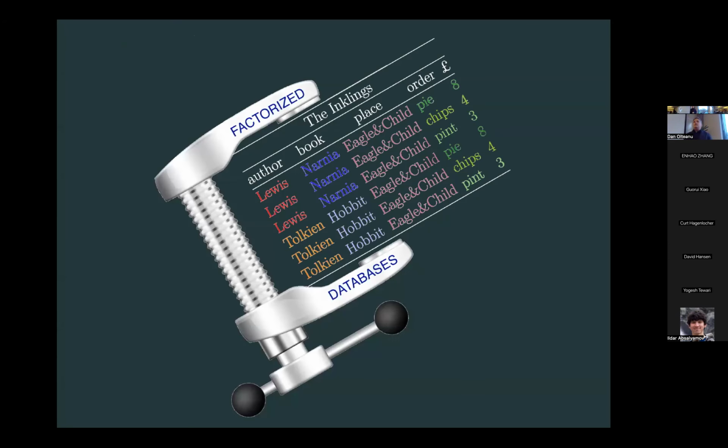Good. So let me give you an example, but this is captured a bit here, right? If you have such a table, you realize that some values are repeated, and then you would like to avoid this repetition, right? So you want to compress it so that, for instance, England Child, which is a pub in Oxford where Tolkien used to go, is represented only once, regardless of its orders.